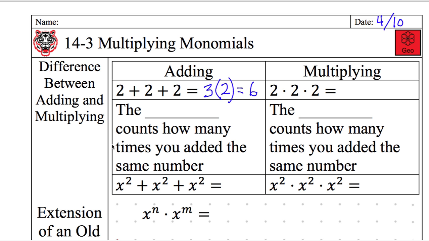All right, what happens when I multiply now? 2 times 2 times 2. How can I rewrite that instead of just writing the answer? How can I rewrite that very similar to how I did the addition?